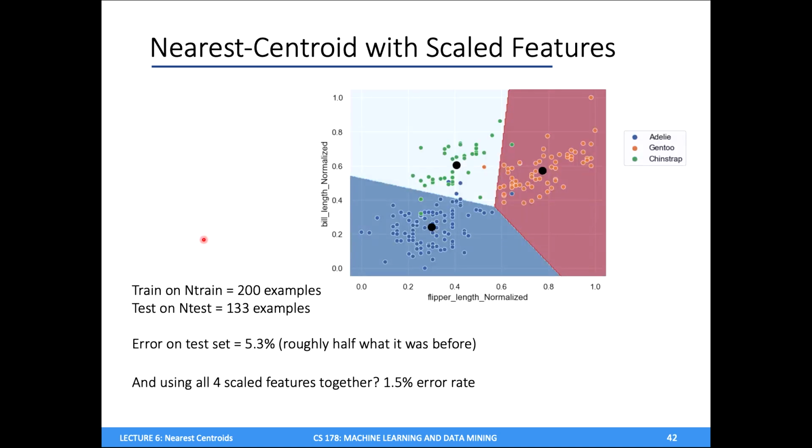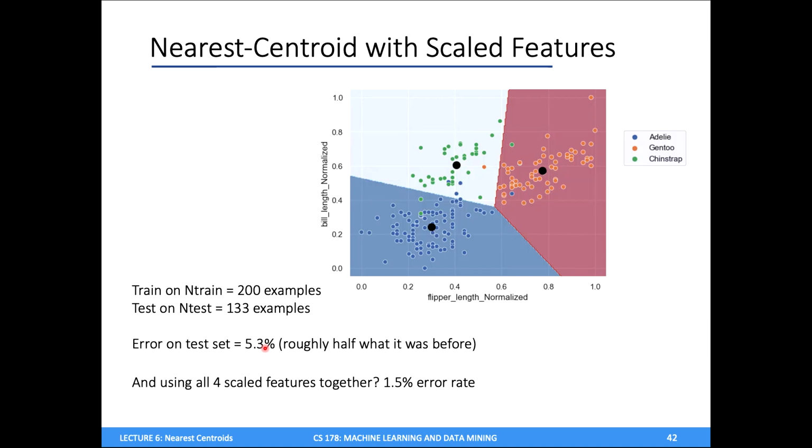And what happens if we do that and then fit our nearest centroid classifier is that our error rate drops to about 5%. So we got about an 8% boost in accuracy by just scaling our data points. And again, this really goes to demonstrate that the way you pre-process, the way you scale your features, can have a huge impact on model performance.